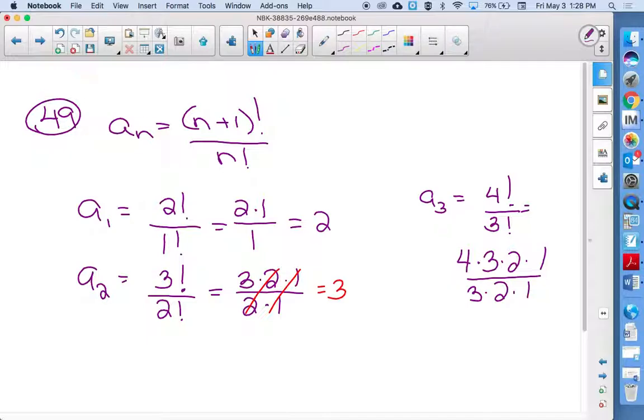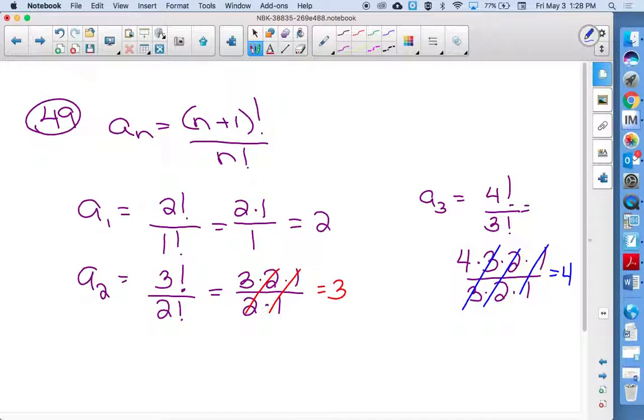So 4 times 3 times 2 times 1 divided by 3 times 2 times 1 is really just 4. So then the 4th term would be 5. The 5th term would be 6. And then the pattern would continue.